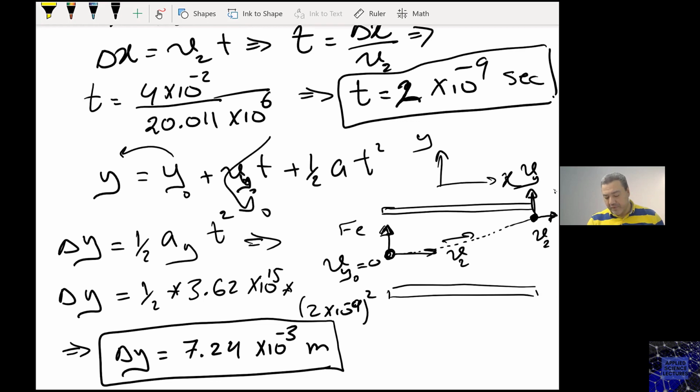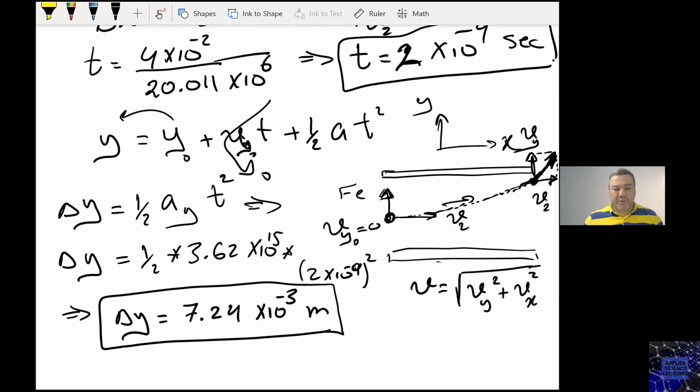And remember, the total velocity would be, using the Pythagoras here, V equals to the square root of Vy squared plus Vx squared. They did not ask us to find the total velocity, but this will be the magnitude of the total velocity right here. Any question about this problem?